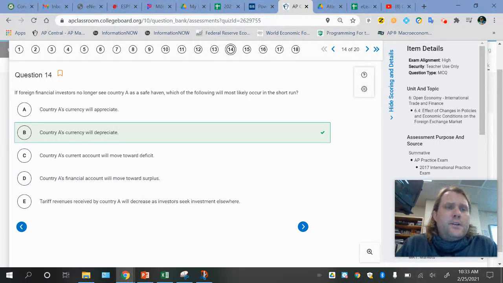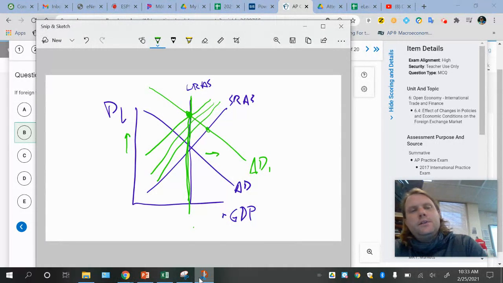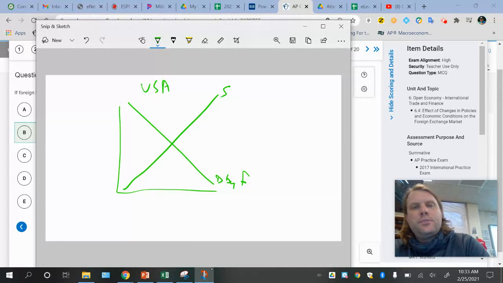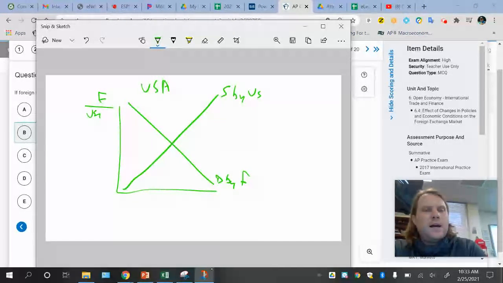All right, if a foreign financial investor no longer sees country A as a safe haven, meaning I can't put my money there, what's most likely going to occur in the short run? Okay, well, again, for whatever reason, this particular person is putting money into our economy. It sounds like they were investing it, right? So let's just use the US economy as an example. We've got the demand by foreigners, let's call them F. We've got the supply by the US. All right, so anyway, we've got the value over here, foreign over US dollars. You can label it however you wish. You don't need the graph anyway.